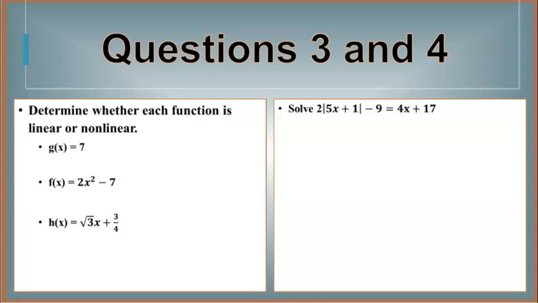Question 3. Determine whether each function is linear or nonlinear. So again, linear is like y equals mx plus b, or y equals a number. So here, g of x is like y equals a number. So this one would be linear. F of x equaling 2x squared minus 7. Since this has an exponent, I know that this is a quadratic, and quadratics are nonlinear.